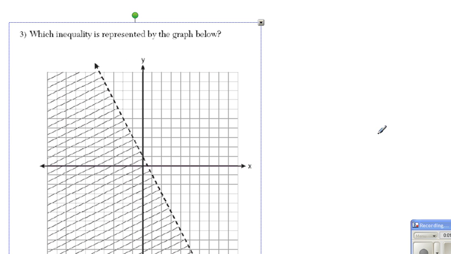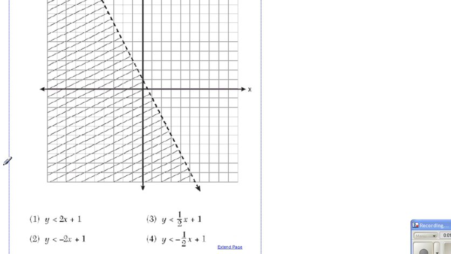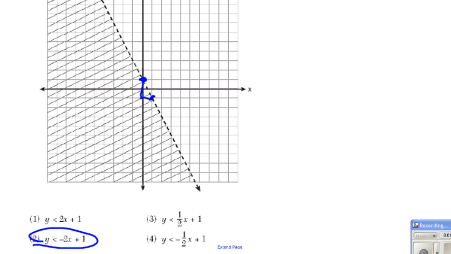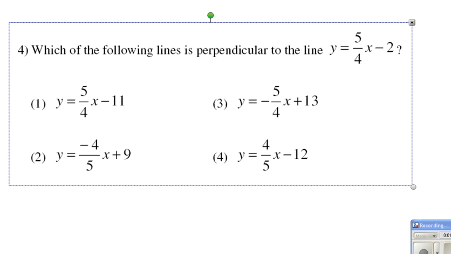Alright, number 3. Here I see that the x-intercept and y-intercept is 1, and the slope is negative 2 because it has gone down 2 units, going over 1 unit. So we are looking at negative 2. That means the only possible choice would have been choice 2 to be our answer.